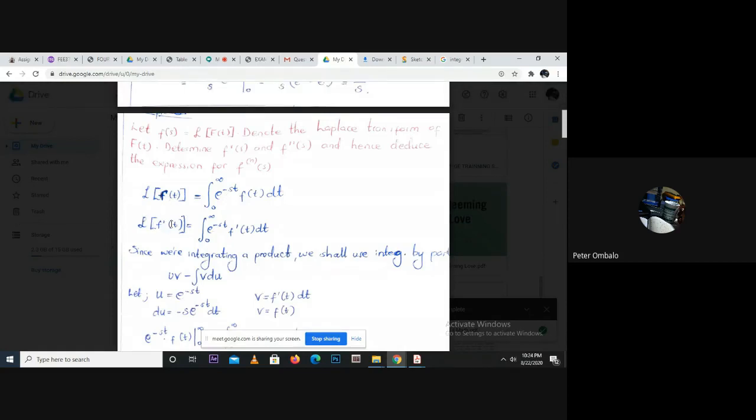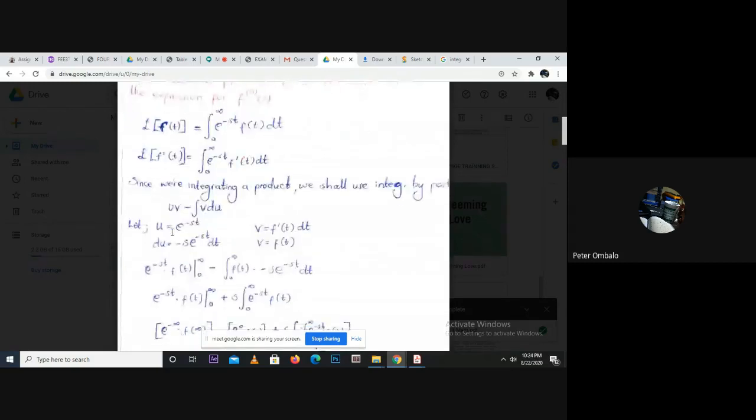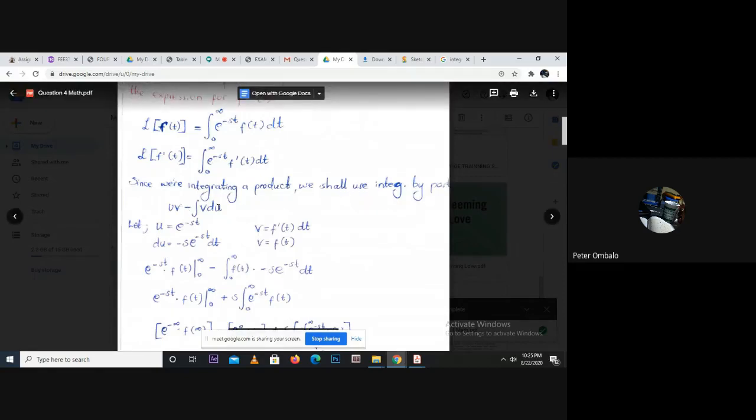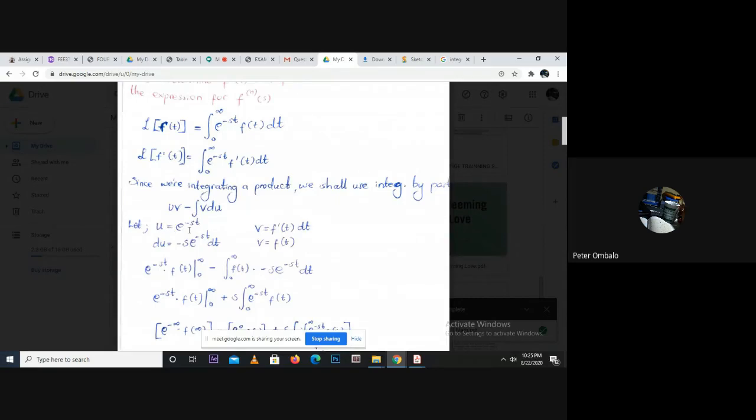So for f prime of t, we're going to plug our f of t this time round as f prime of t, right? Since we are integrating a product, we shall use integration by parts. This is the formula for integration by parts. We let this be our u, so then our du is going to be negative s e to the negative st dt. And then we let our v be f prime of t.